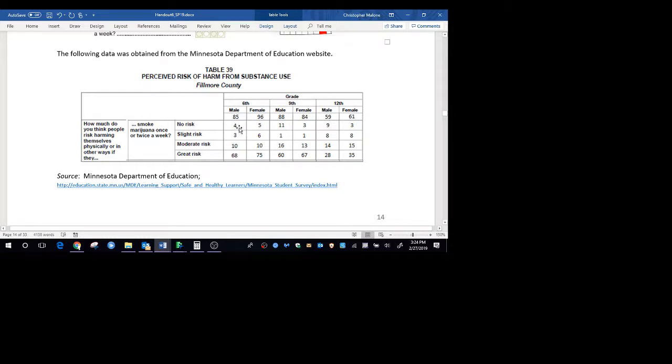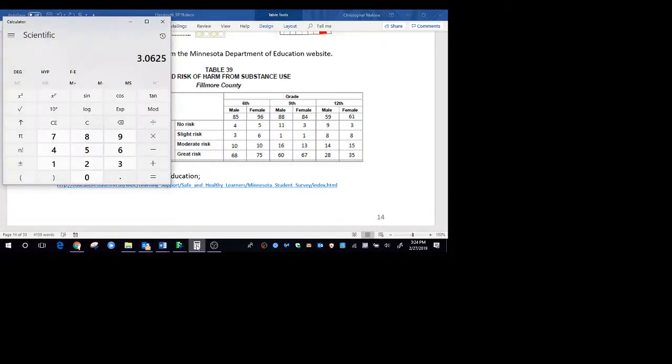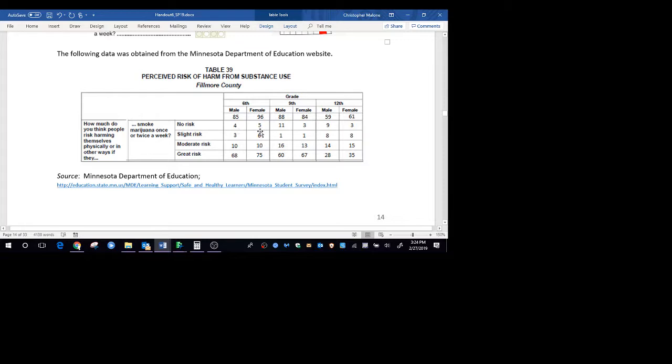So how many total people thought smoking weed in 6th grade was of no risk? I had 9 people there. I got 4 males and 5 females, so 9 total. So that's going to be my data value there for no risk. How about slight risk? Going to have 9 again. For moderate risk, so those that selected moderate risk, I had a total of 20. And those that selected great risk, I had a total of 68 plus 75. So how many is that? 68 plus 75, 143 in that group. So my data here is going to be 9, 9, 20, and then 143.